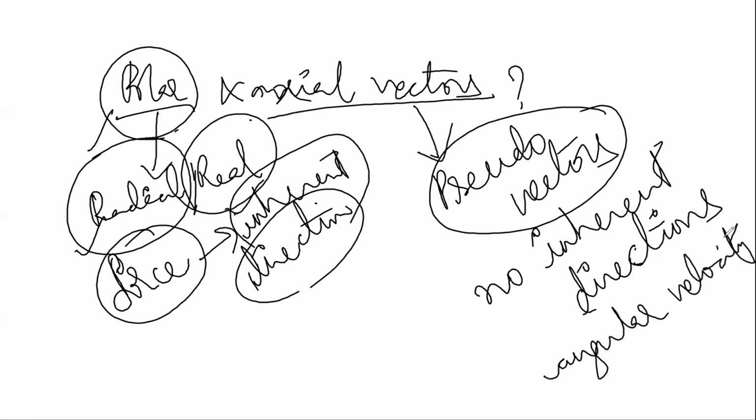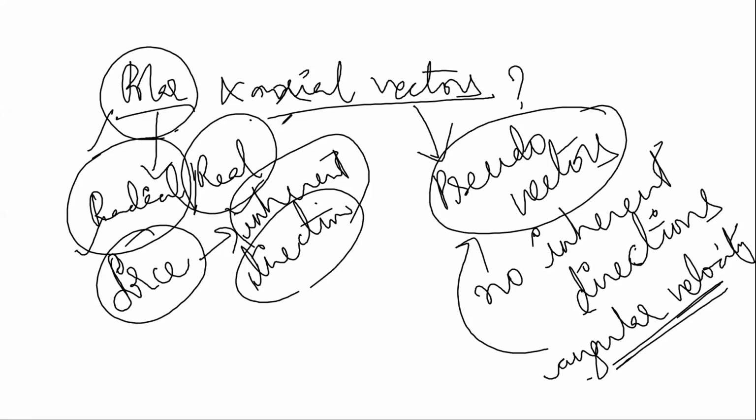All these come under pseudo vectors. While force, linear velocity, linear momentum, displacement, all these come under polar or radial or real vectors. So these are the main differences between polar and axial vectors.